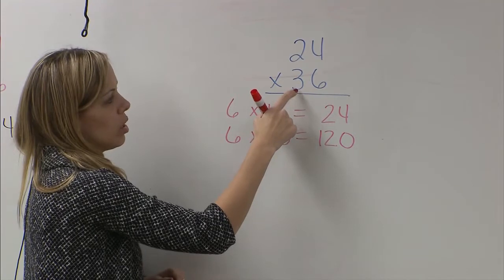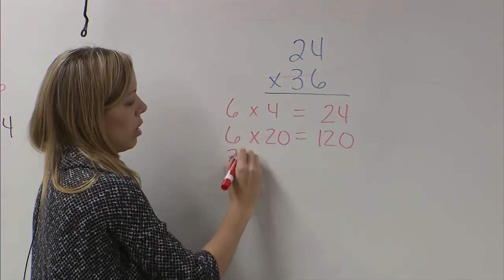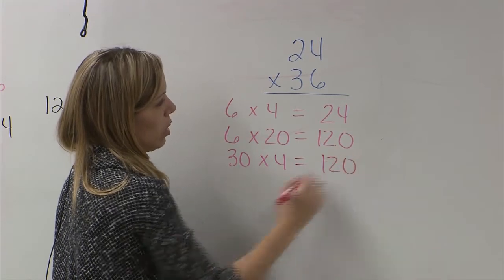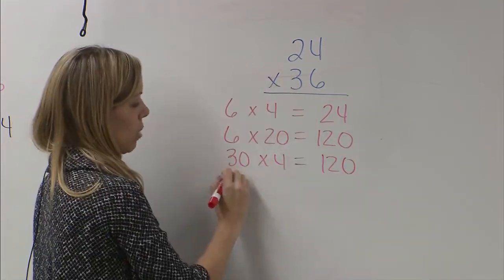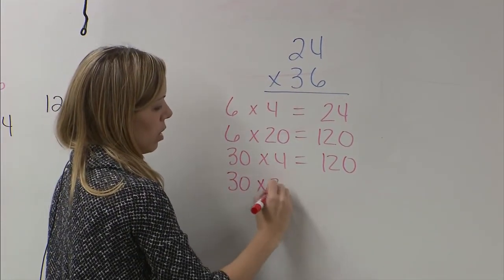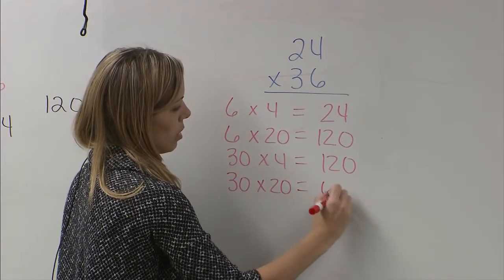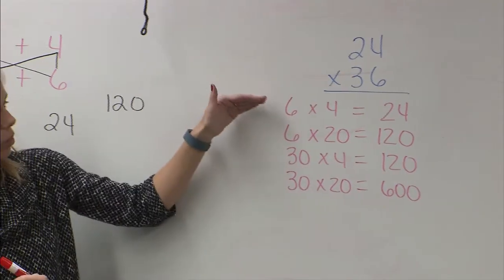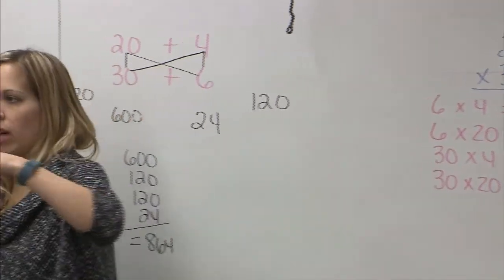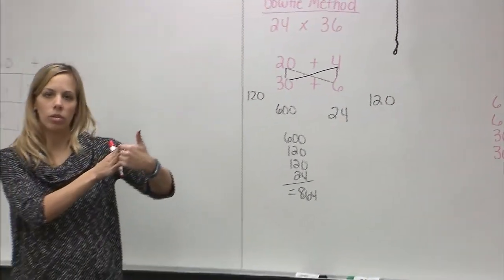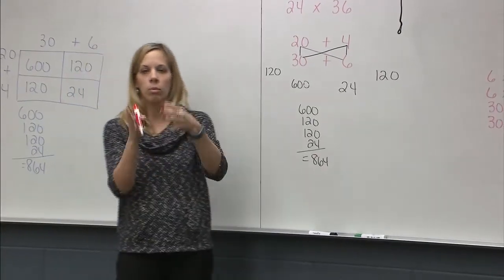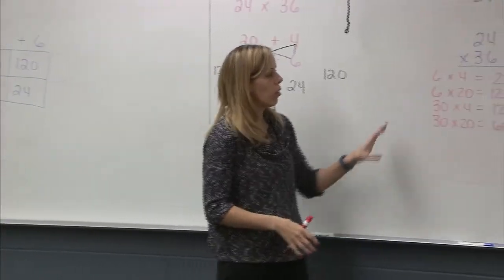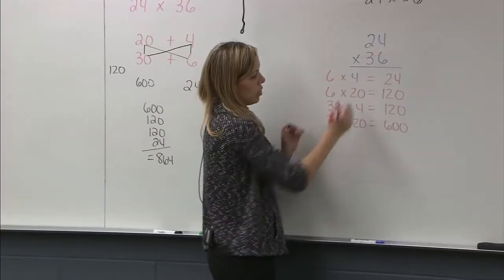Now this is 30 times 4 is 120. And then 30 times 20 is 600. And so what this does is students don't have to carry numbers over into the next column and then remember to multiply and then add on what they carried. So they're just looking at each individual piece here.